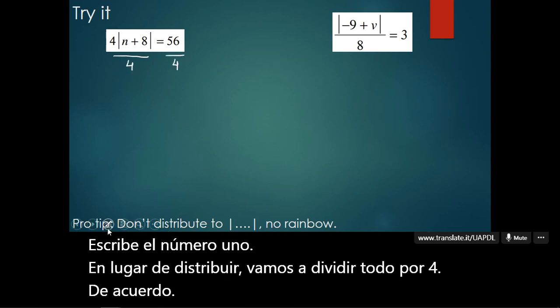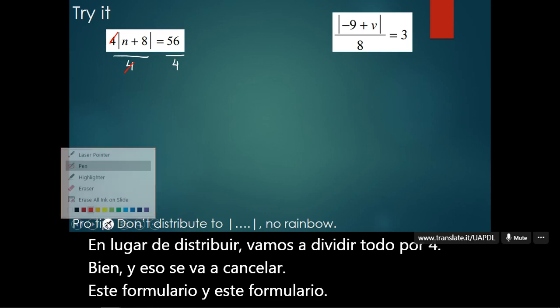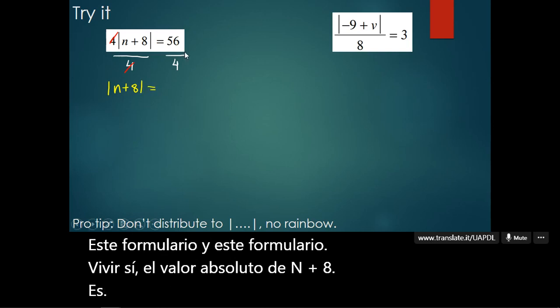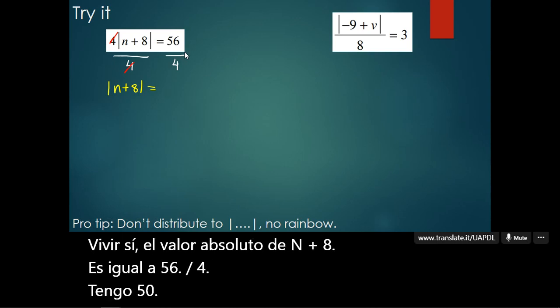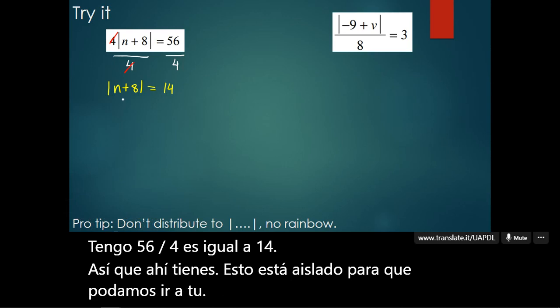Okay, and that's going to cancel out this 4 and this 4, leaving just the absolute value of n plus 8 is equal to 56 divided by 4. All right, 56 divided by 4 is equal to 14. So there you go. This is isolated, so we can go to your positive and your negative solution.